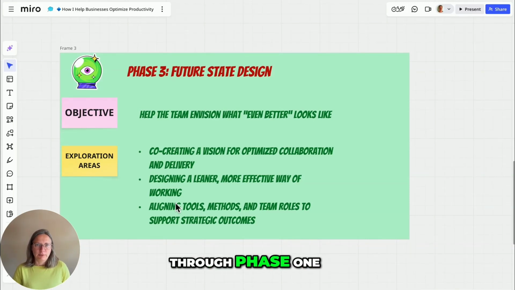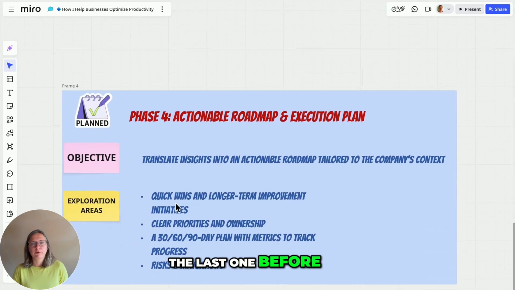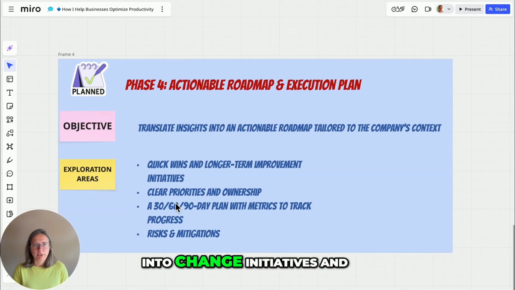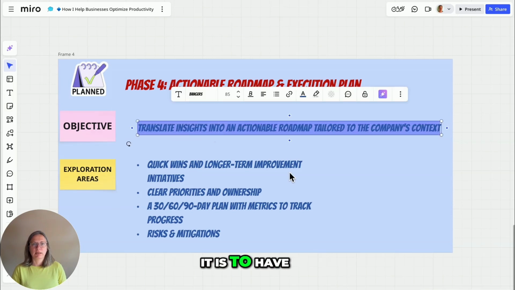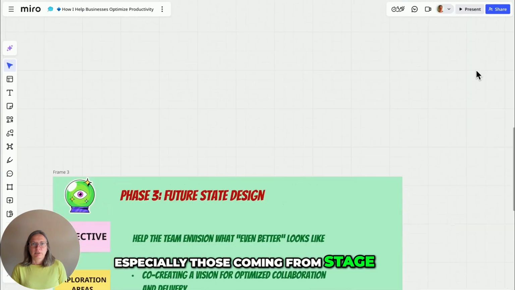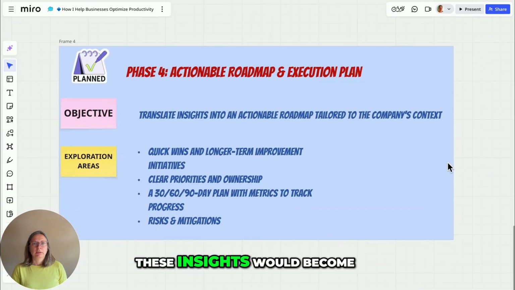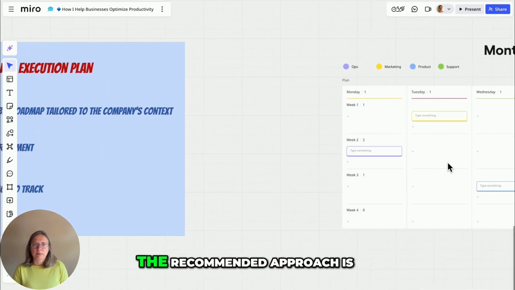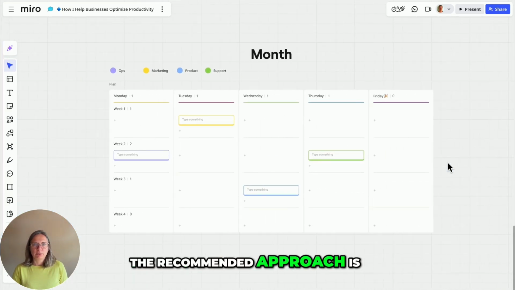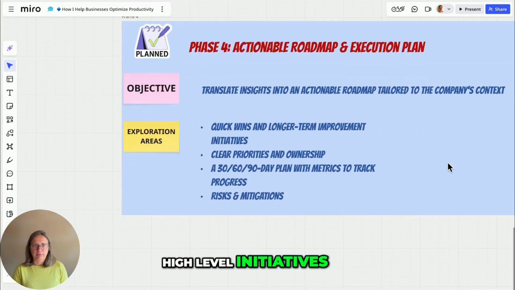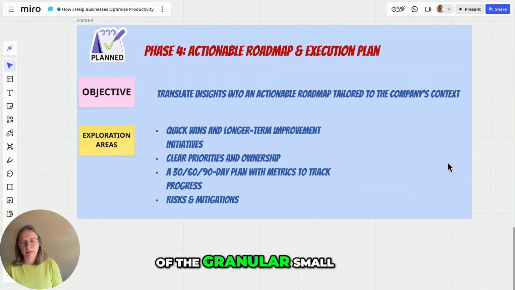So we have come through phases 1, 2, and 3, and the last one before we even start engaging in change initiatives and implementing those changes is to have the roadmap and some sort of execution plan. The main objective is to have all of the insights that we've collected so far, especially those coming from phase 2 and phase 3. These insights would become items on the roadmap. Here, the recommended approach is to have just the high-level initiatives. On the roadmap, you wouldn't put all of the granular small details.